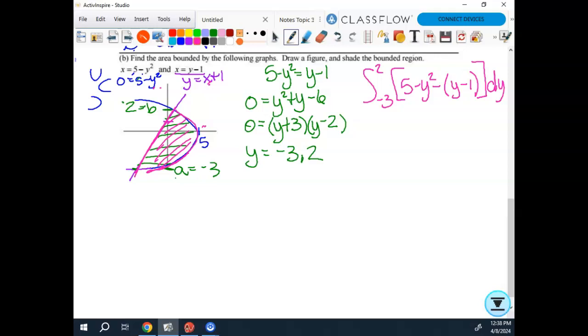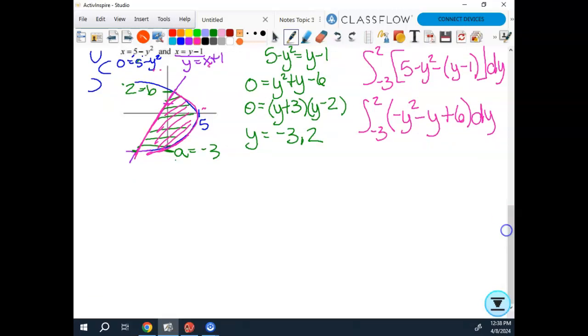Okay? All right, so that means I'm going to integrate from negative 3 to 2. This is going to give me negative y squared minus y plus 6 dy, I believe. Okay, and then I'm going to do my integral over here. So y'all go ahead and integrate that thing. We'll see if we agree.